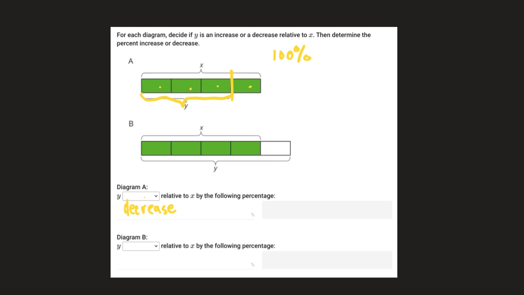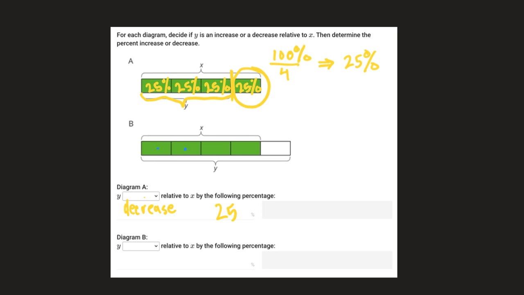And to find the percent decrease, we are breaking x up into 4 parts. So we're going to divide 100 by 4. That is 25%. Each portion of x divided into 25% increments. So that means that y is here, 25% decrease. 25% decrease right there. Okay, diagram B, we have our x.